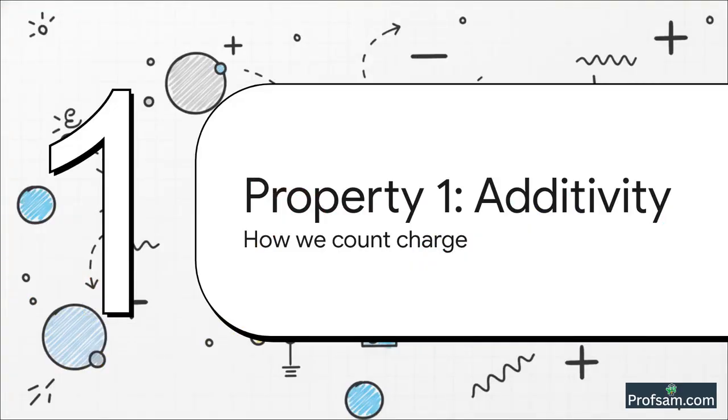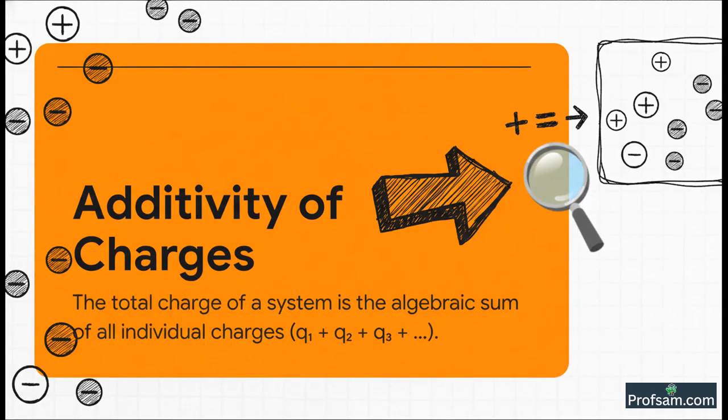So now we know there are two types of charges, but what if you have a box with many charges inside? How do we find the total charge? Well, that brings us to the very first basic property of charge, additivity. Now this is the exact definition from your NCERT textbook, so pay close attention. It says that the total charge of a system is simply the algebraic sum of all the individual charges present in it. That phrase, algebraic sum, is the most important part here.